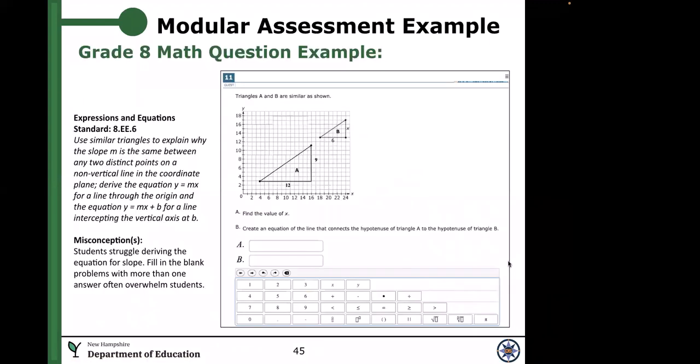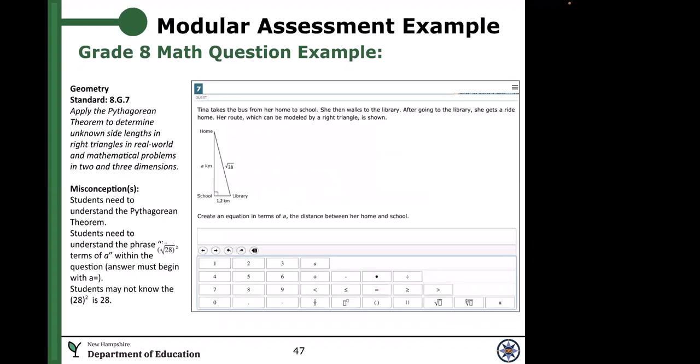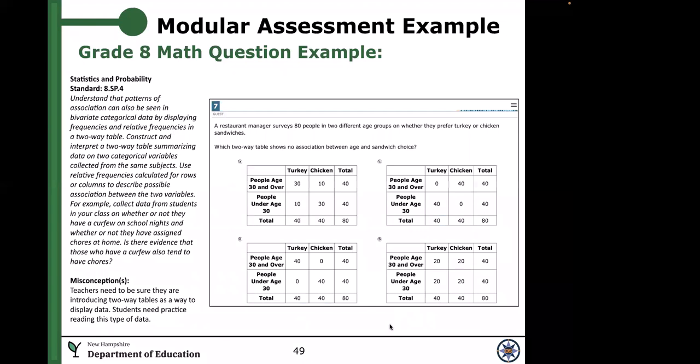And as for the 8th grade examples, here's your expressions and equations. Again, keypad. There's your functions. Geometry. Number system. Statistics and probability.